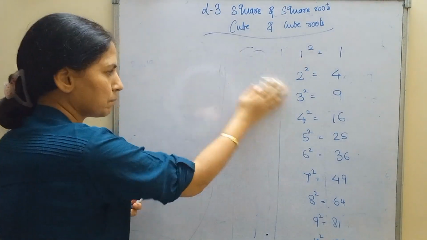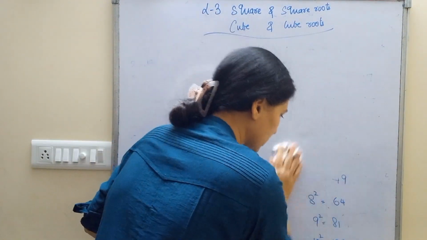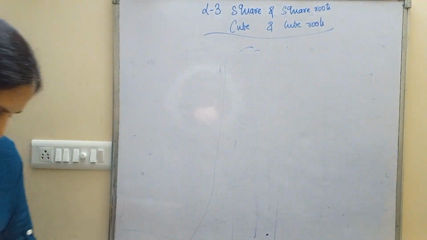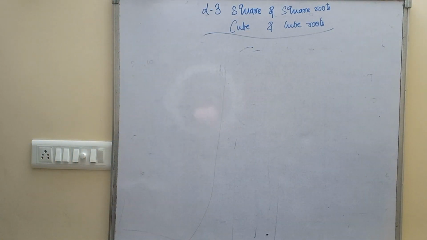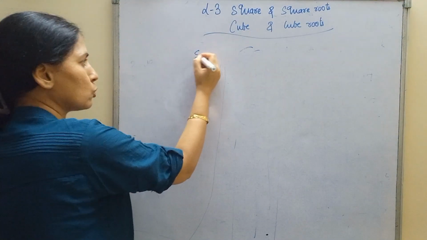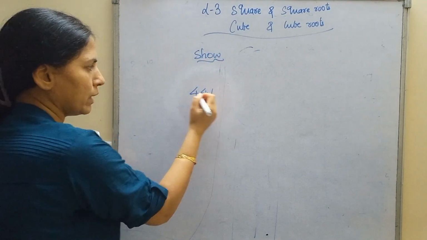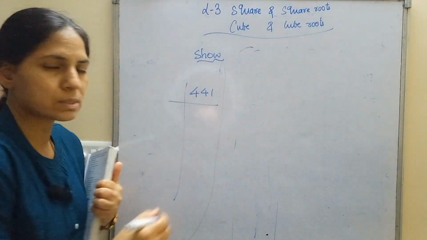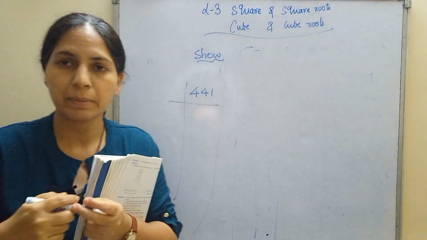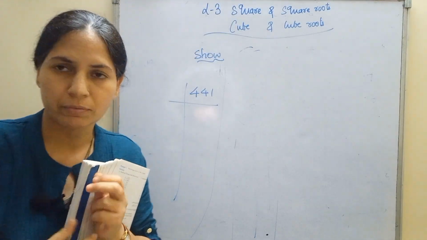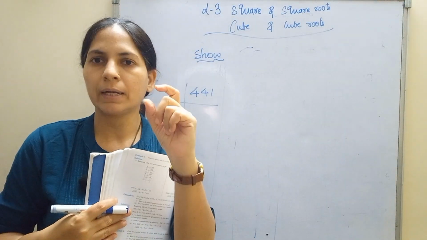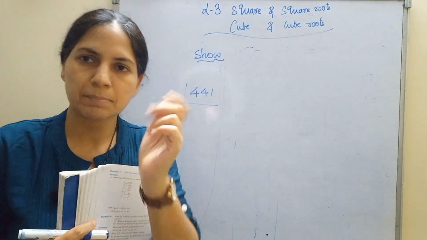Okay, this is as simple as this. The third question is: show that each is a perfect square. Now here you have to show, that means it is a perfect square. For example, if they are saying 441. Now my dear students, I had made one video on tests of divisibility, wherein you can find the factors of a number simply by looking at it.